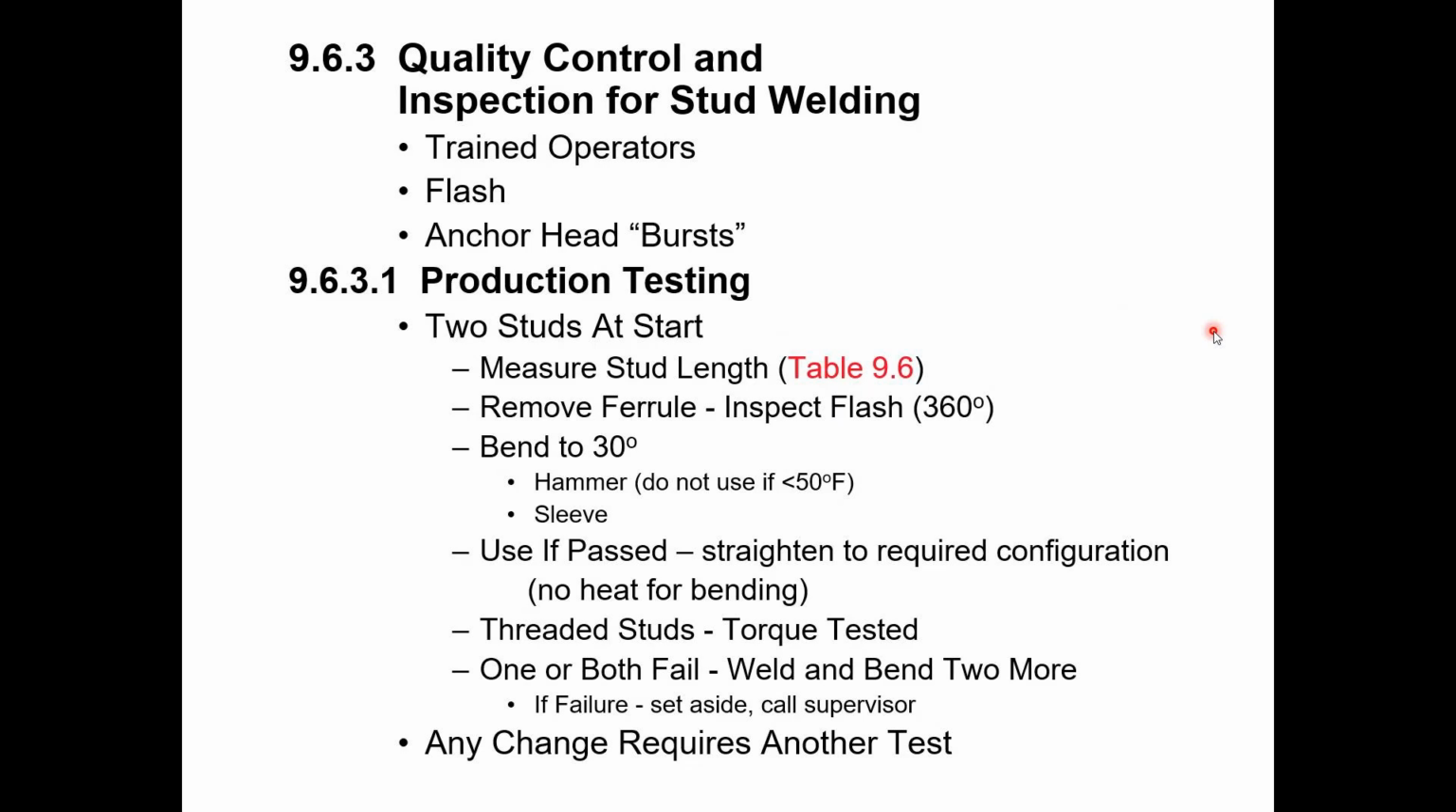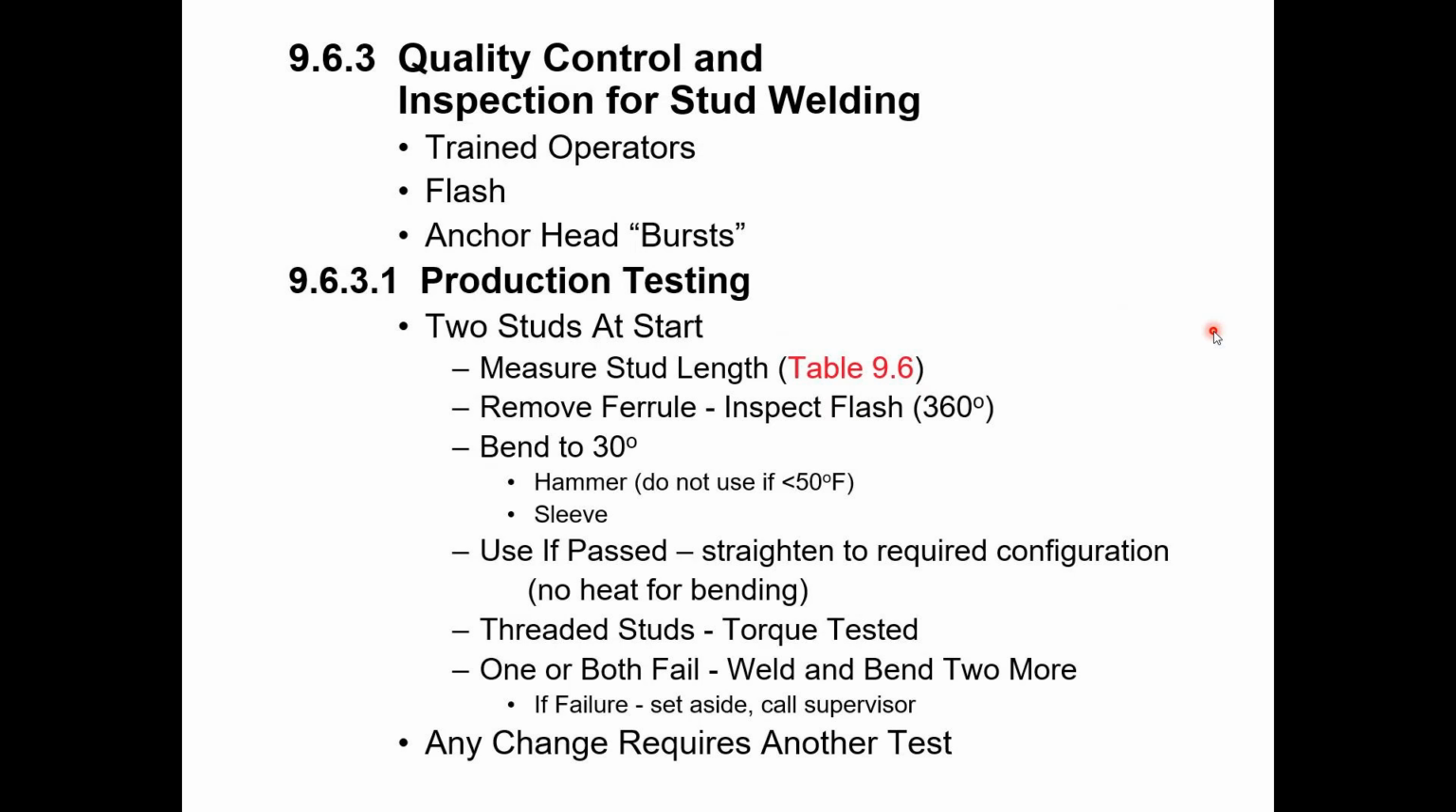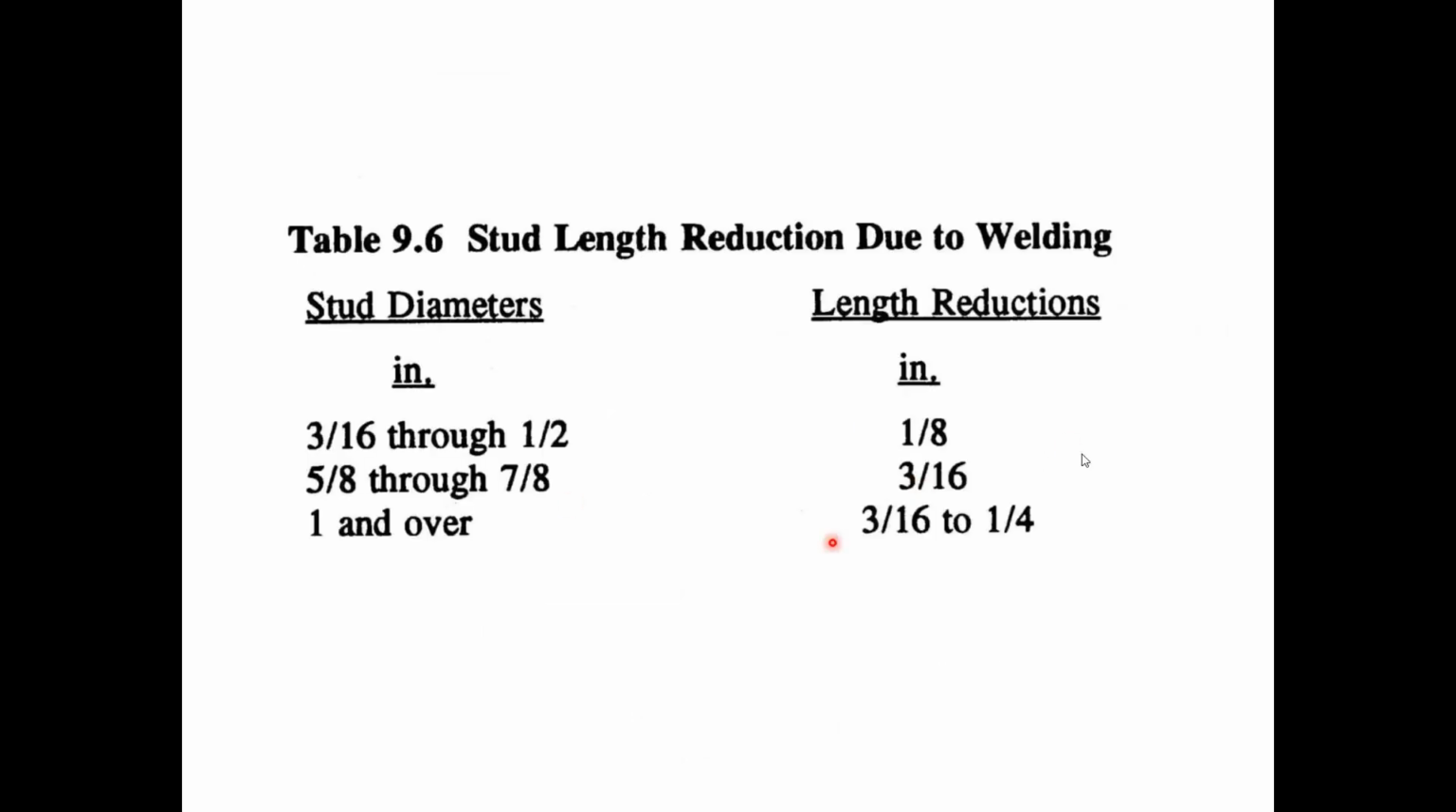There are some specific tests that need to be performed and documented. Generally, two studs need to be tested at the start of production of stud welded embed plates. As part of that testing, you're going to measure the stud length. You're going to look at table 9.6, right here. For different stud diameters, there are different length reductions that should be expected. So you're going to measure the stud length before you weld it, measure the stud length after, and record the length reduction and make sure that it falls into the appropriate category.